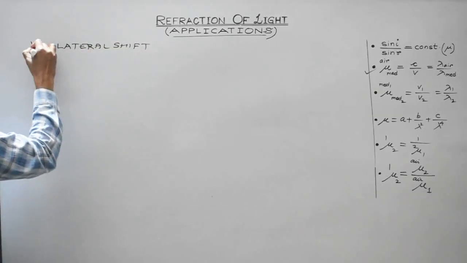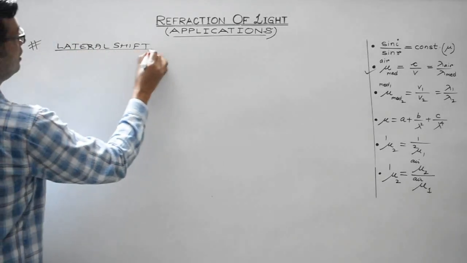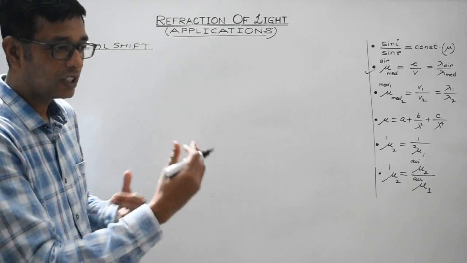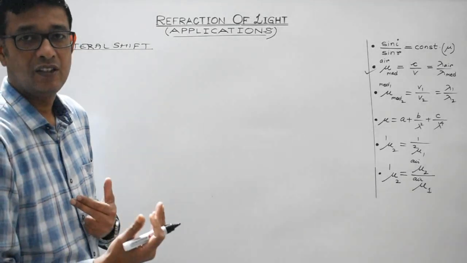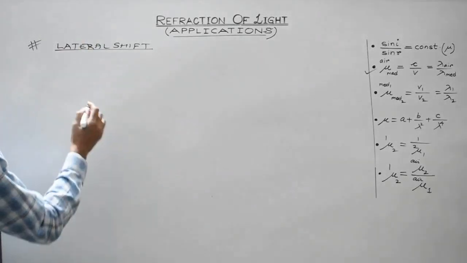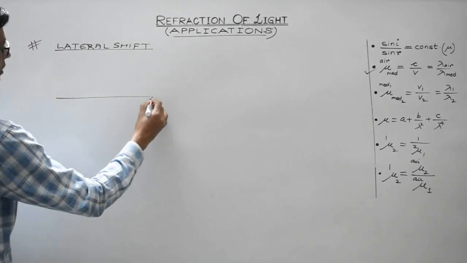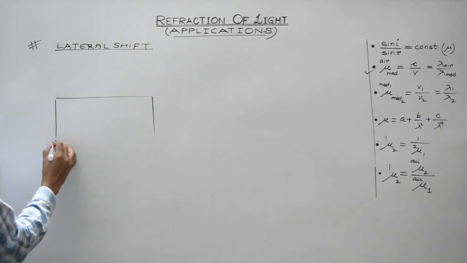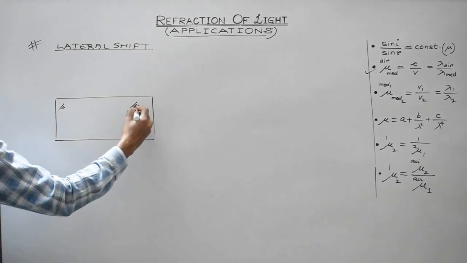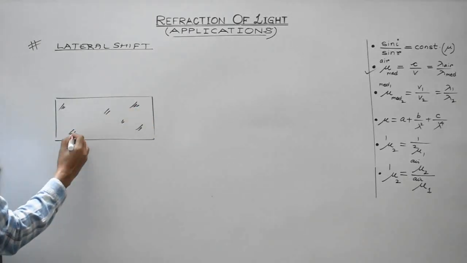This is the first application, lateral shift. Lateral means side, shift means deviation. So it is the sidewise deviation of the light when it is made to be incident on a parallel sided glass slab. So suppose this is a glass slab. Now concentrate on the ray diagram, right? This is a parallel-sided glass slab.